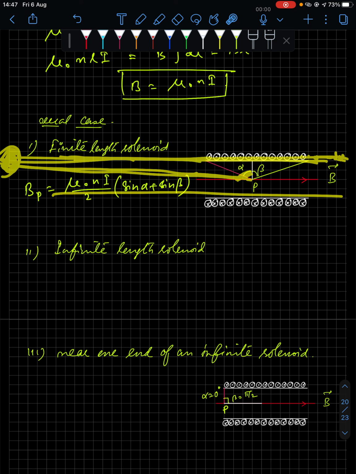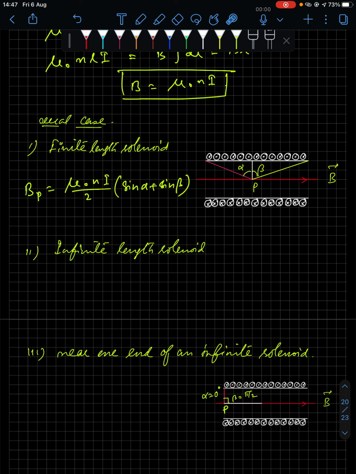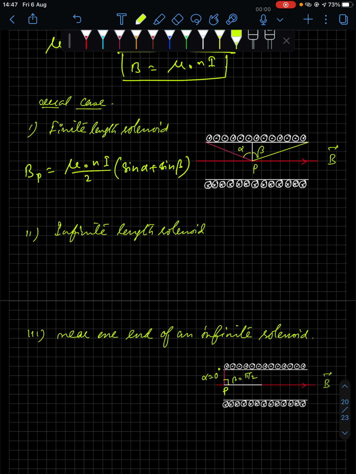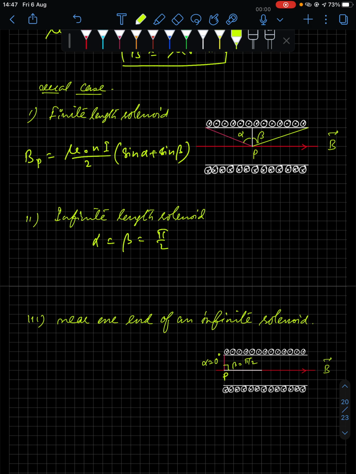Now if this particular point goes up to infinity, right? So this alpha can go very close to 90. Similarly, beta can go very close to 90. This particular angle beta can go very close to 90. So in case of an infinite solenoid, alpha is equal to beta equal to pi by 2, and therefore your relation becomes B inside, okay?